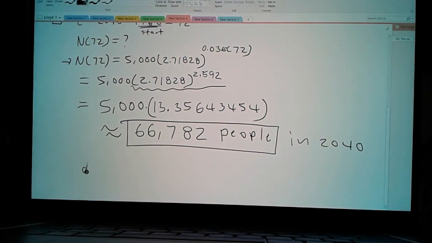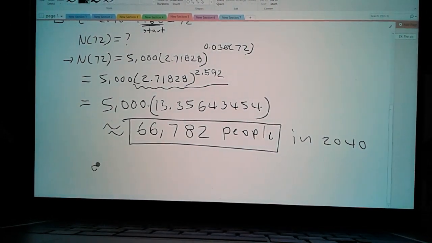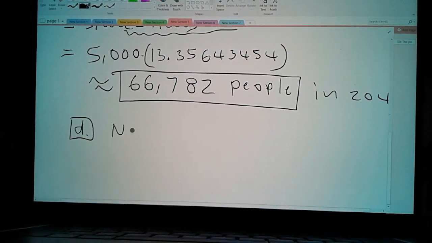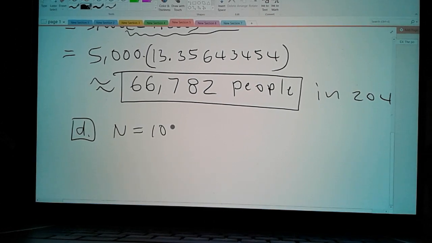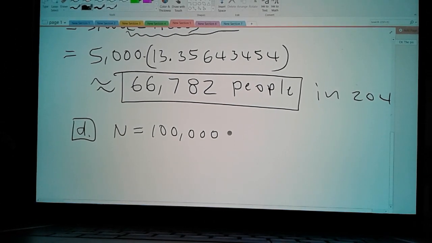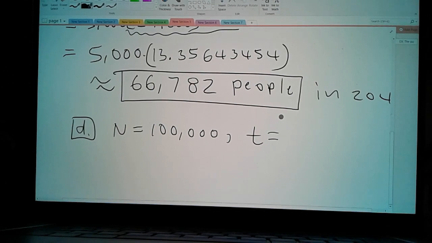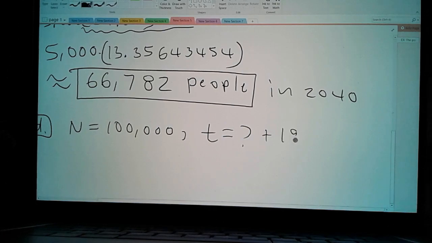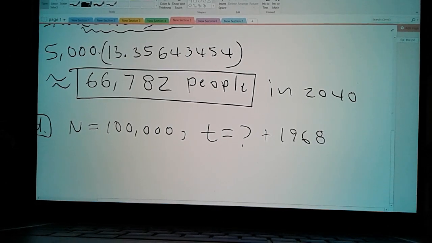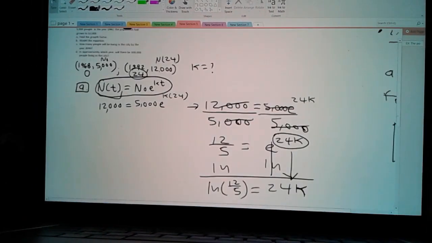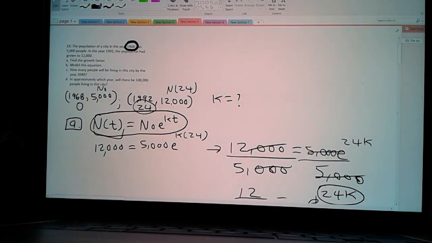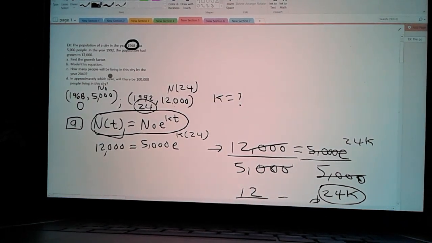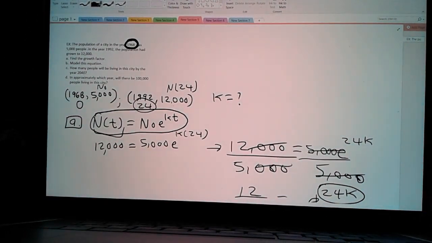So for part D, you need to do the opposite. So I tell you that N is equal to 100,000 people. So you need to figure out the time first. And then once you figure that out, you have to add that to 1968. So I'm asking about which year that's going to happen. Okay? So in approximately which year will there be 100,000 people living? So you have to calculate the year that that's going to happen in.